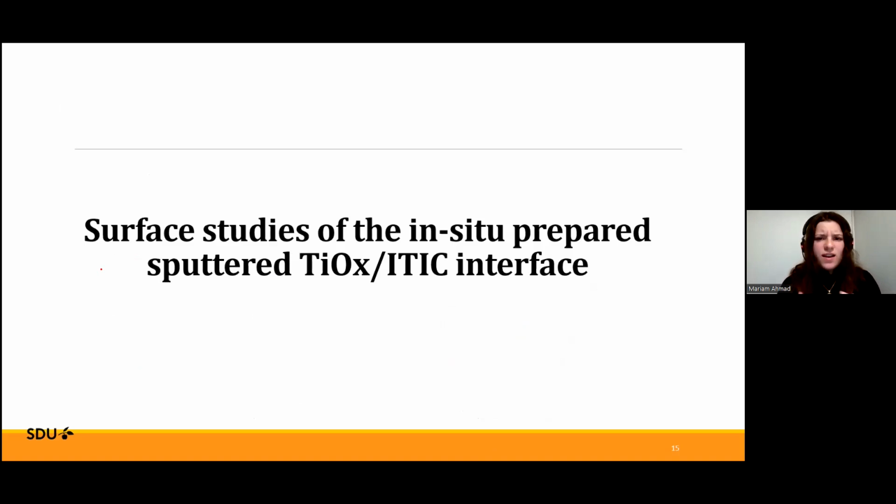But this is actually a quite surprising observation because titanium oxide is known to have a strong photocatalytic activity, and it is used in photocatalysis. So the question that we then had after this study is, why is this the case? Why is our sputtered titanium oxide not degrading the ITIC?